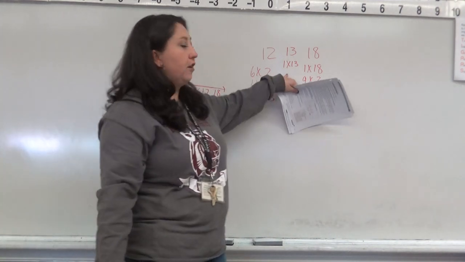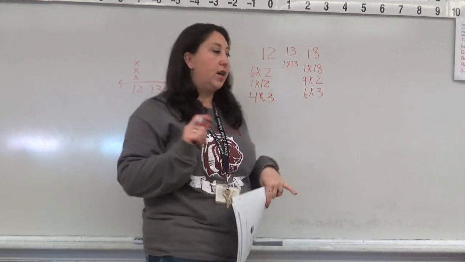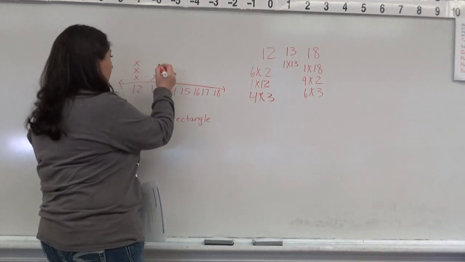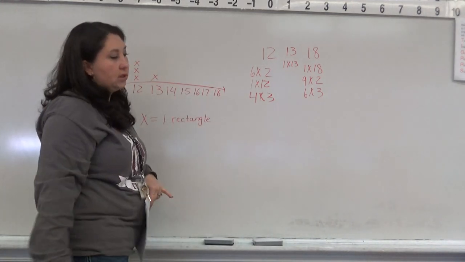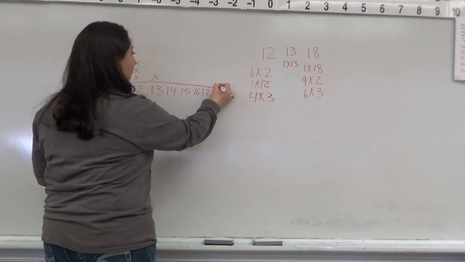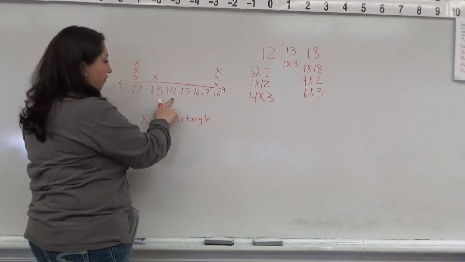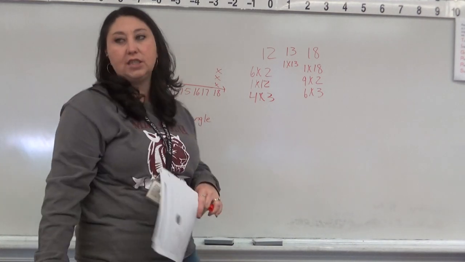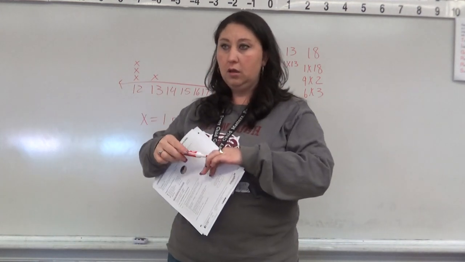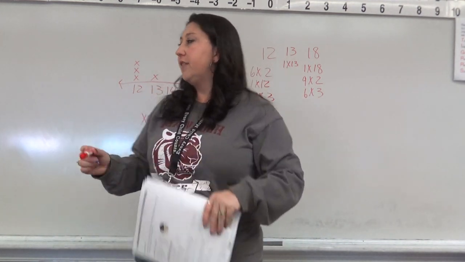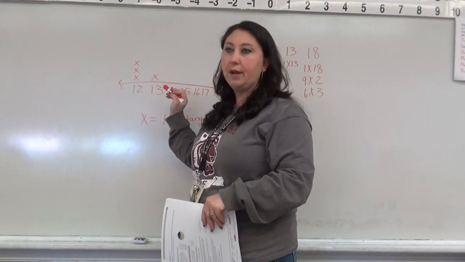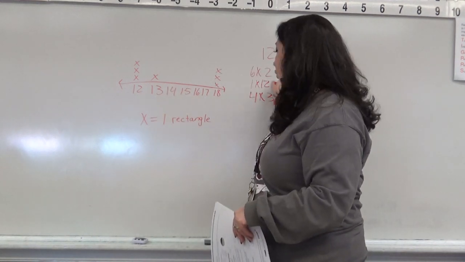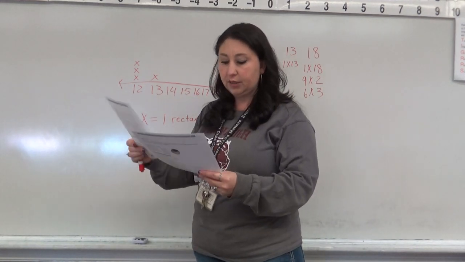So how many 13s did we have? One. And then how many 18s did we have? Three. And we could continue this for the 14, 15, 16, and 17 the same way, right? Yeah, because then we could fill in the rest of our line plot depending on how many rectangles we made for each one of those numbers.